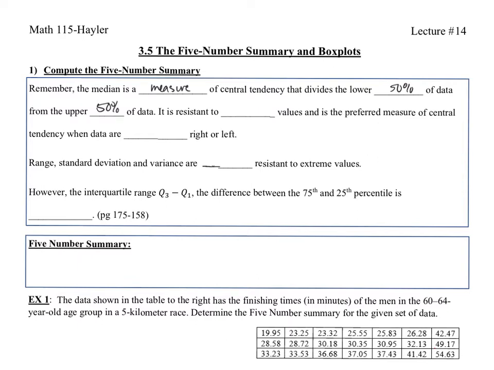Okay. It is resistant to extreme values. And it's the preferred method of central tendency when the data are skewed right or left. Range, standard deviation, and variance are not resistant to extreme values. However, the interquartile range, which is Q3 minus Q1, the difference between the 75th and the 25th percentile, is resistant.